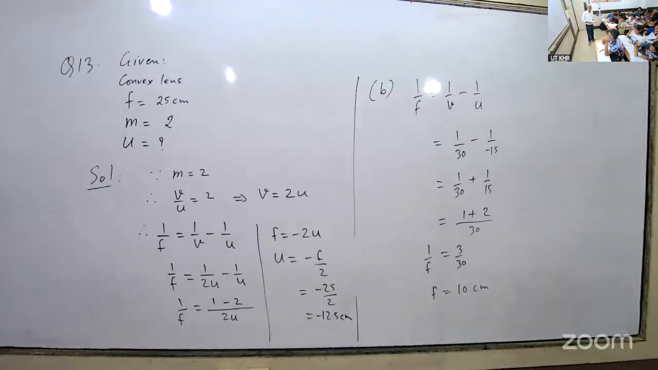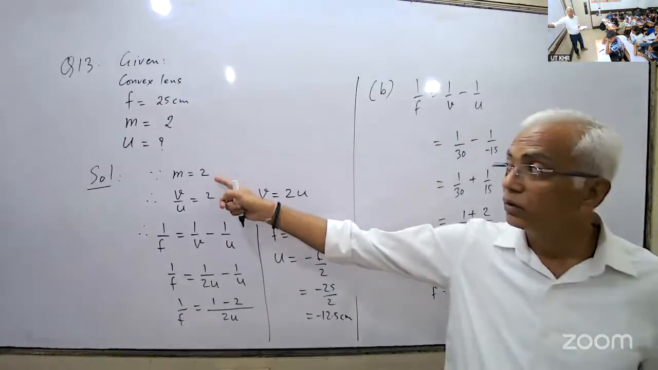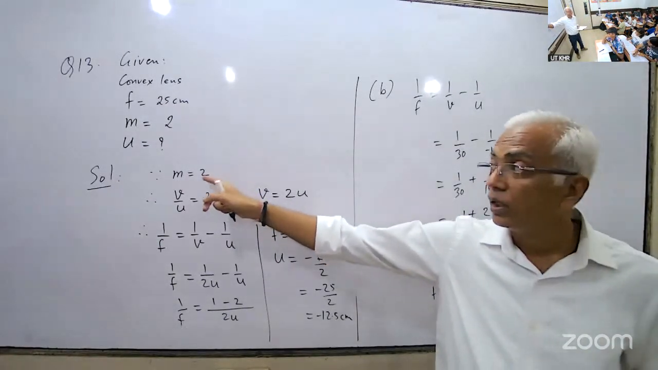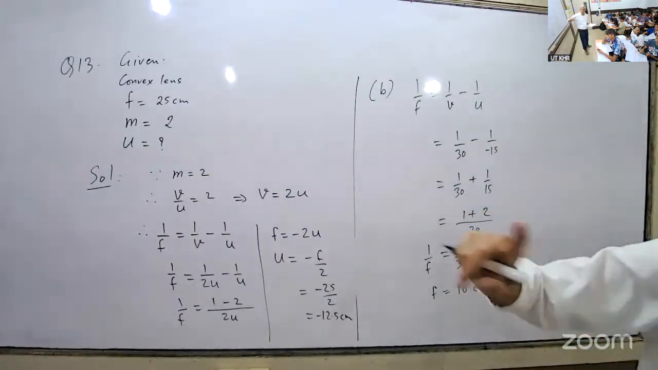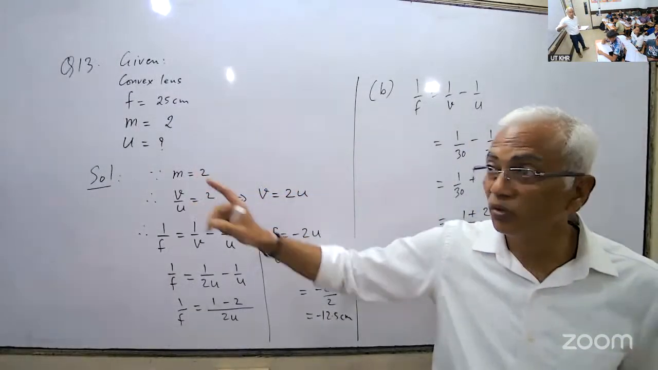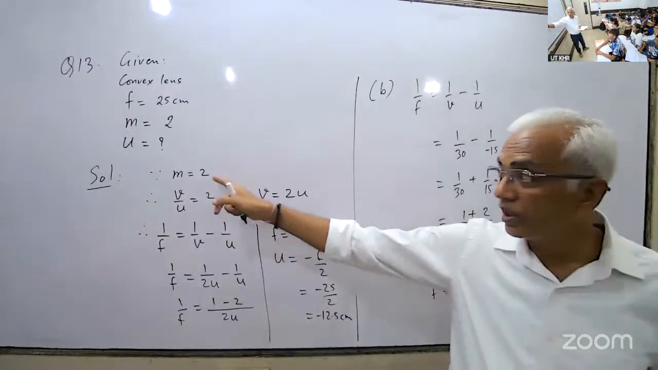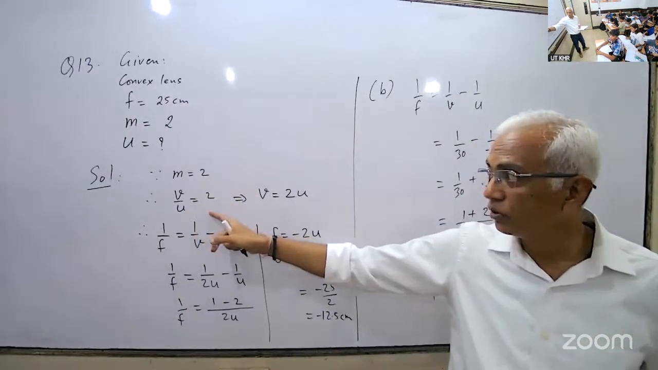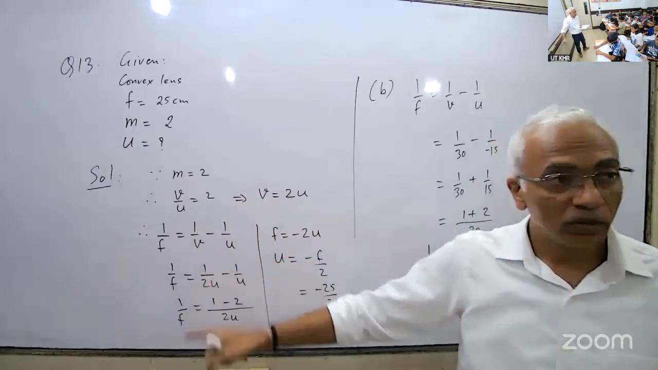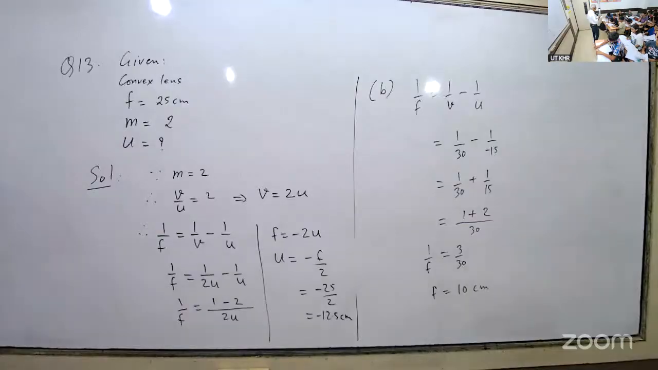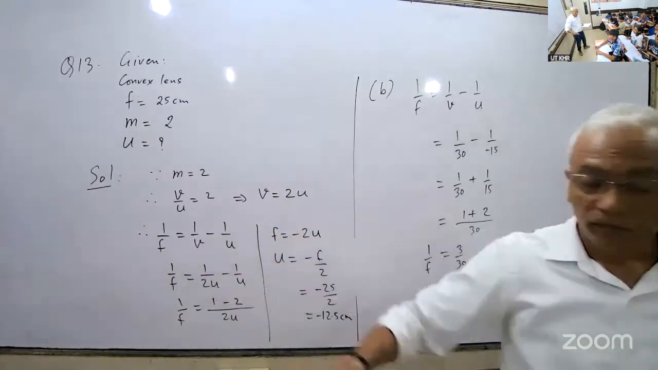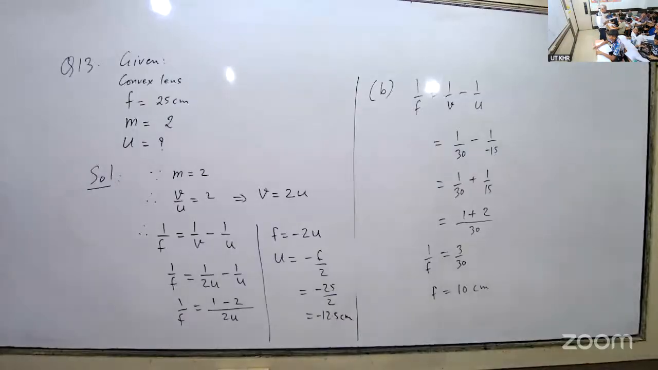Question 13 answer is U is equal to minus 12.5. So here you are provided with magnification. And the sign will be plus because for virtual image, m will be positive. And then from m, you can find out the relation between v and u. And here you can eliminate v. So this is a tricky question. You may feel that the data is not sufficient, but actually it is. Okay. So sometimes the data for v or u is not given directly. It is given in terms of magnification.